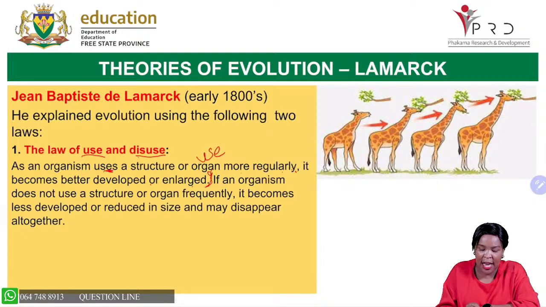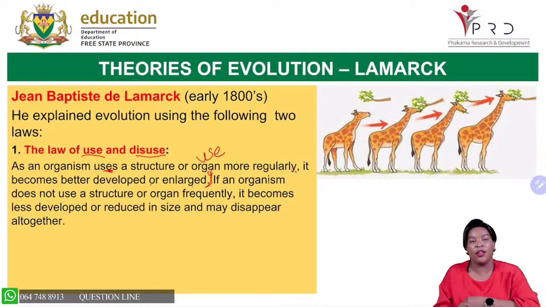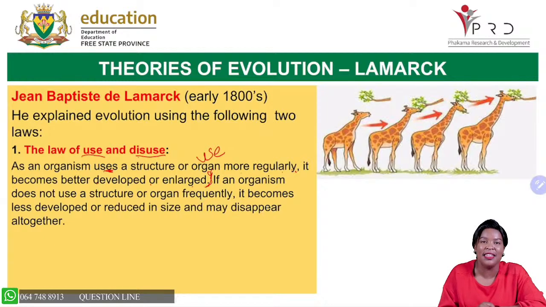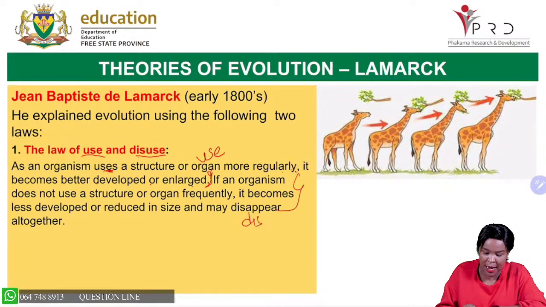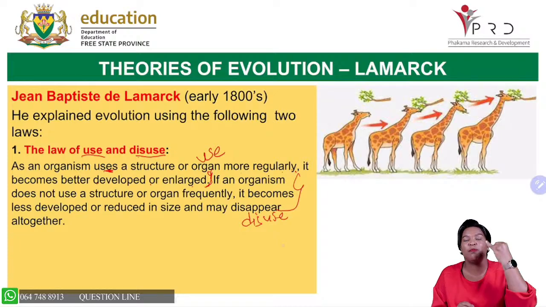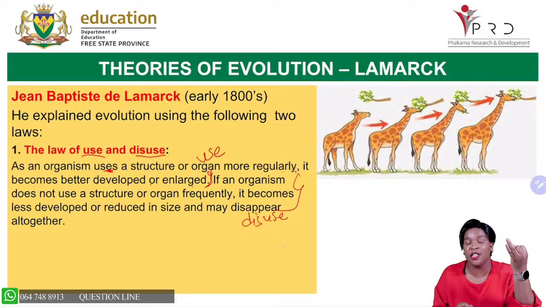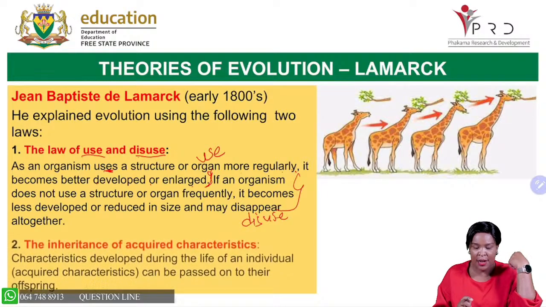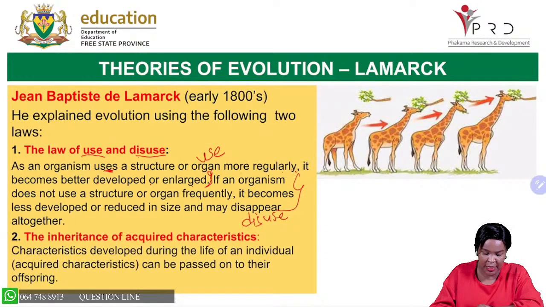Then the second part says, if an organism does not use a structure or organ frequently, it becomes less developed and/or reduced in size and may disappear altogether. Now, this whole part is explaining the disuse part of the law. So for the law of use and disuse, you must explain the use part and also explain the disuse part.